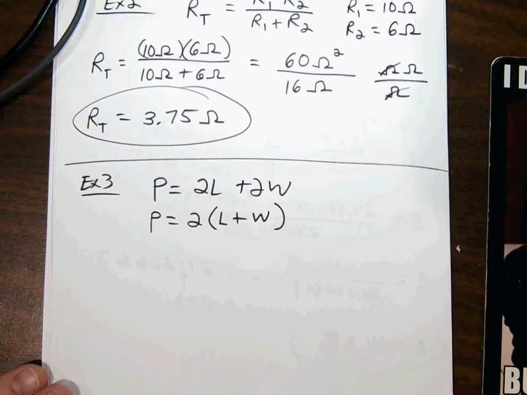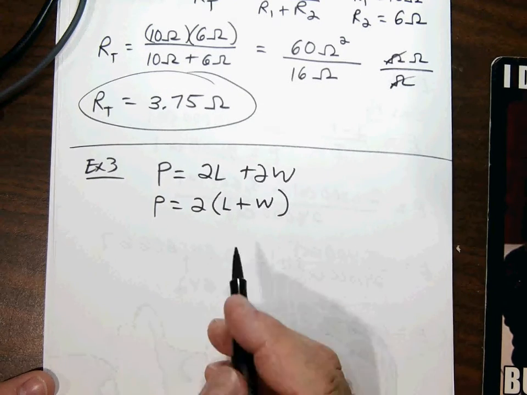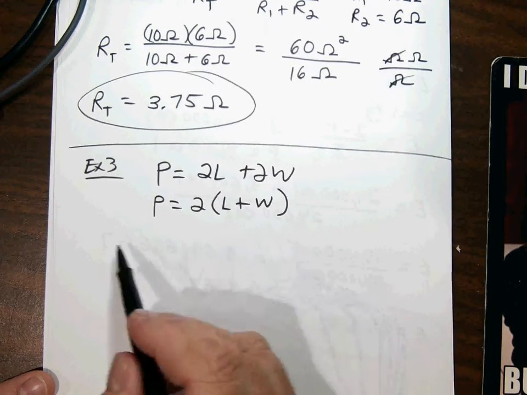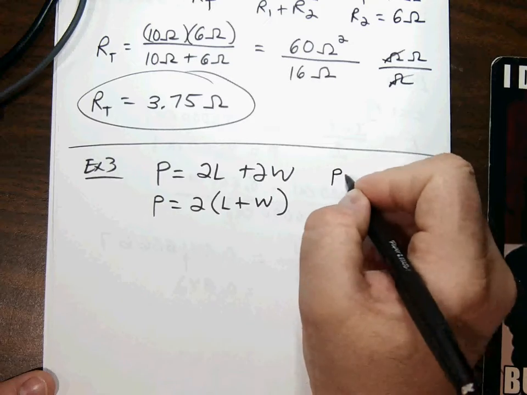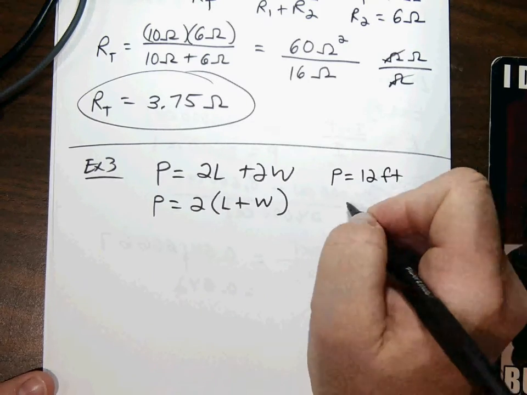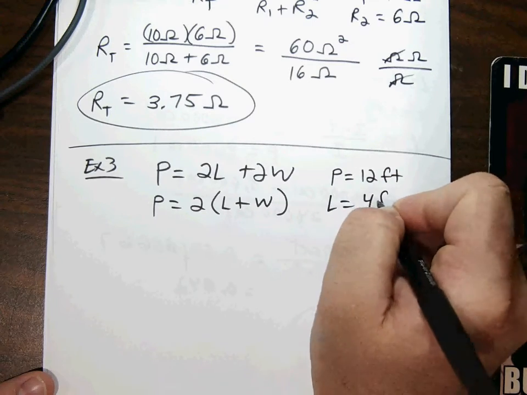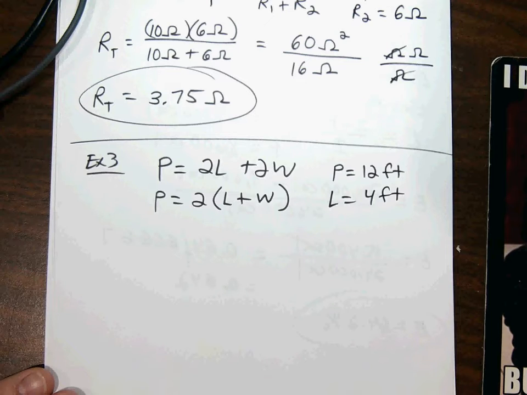Now, if I wanted you to calculate the perimeter, I would have to give you the length and the width, right? There's 3 unknowns on the board. I'd have to give you 2 of the 3. Well, guess what? I'm going to trick it up a little bit. I'm going to tell you what P is. P equals 12 feet. And I'm going to tell you what L is. L equals 4 feet. You see? And I want you to find W. So it's not quite as straightforward as it may seem.